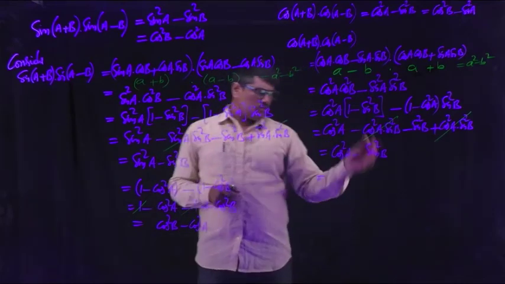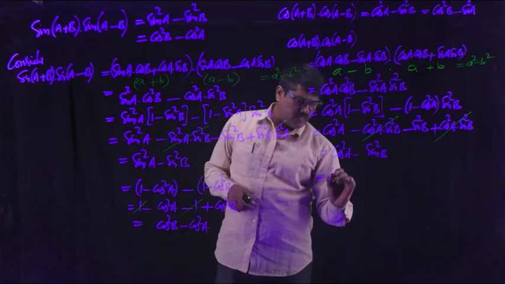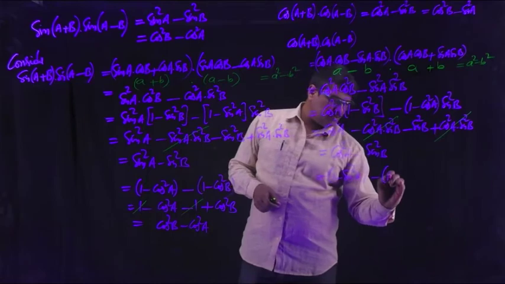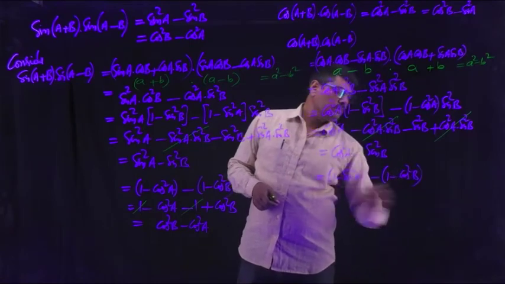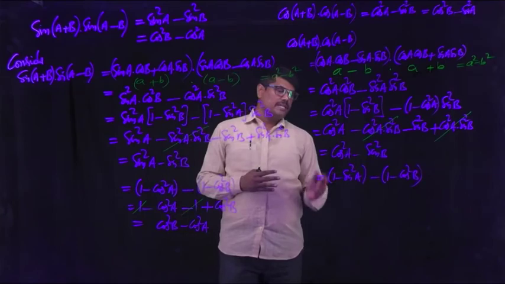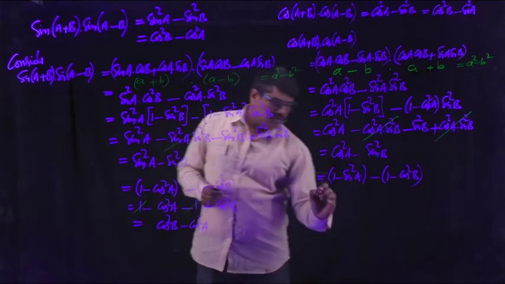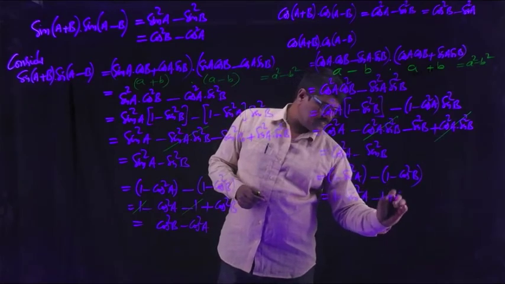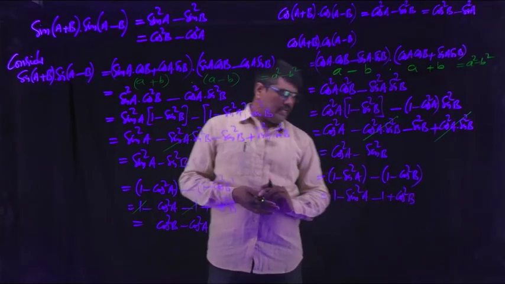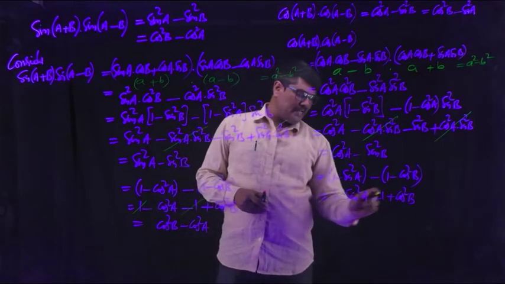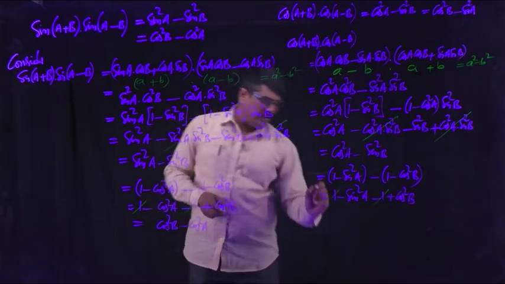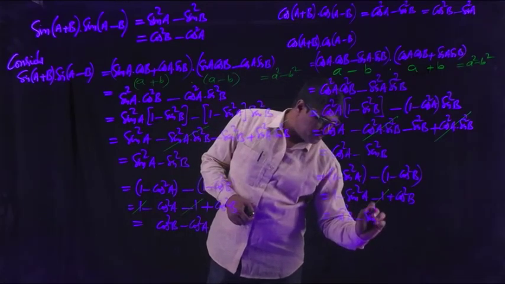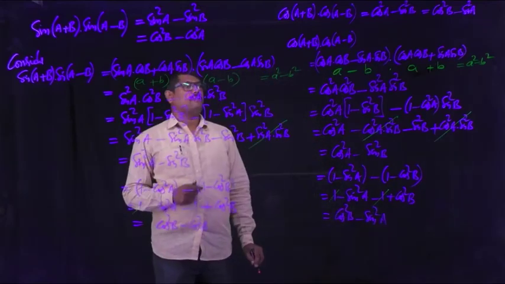Later, to get the other format, change cos square a as 1 minus sin square a and sin square b as 1 minus cos square b. So changing cos square into sin square and sin square into cos square. Expanding, you will get this second format, 1 minus sin square a minus 1 plus cos square b. So here also plus 1 minus 1 get cancelled, and taking the positive value in the first place, it will become cos square b minus sin square a. So we get the second format of the formula.